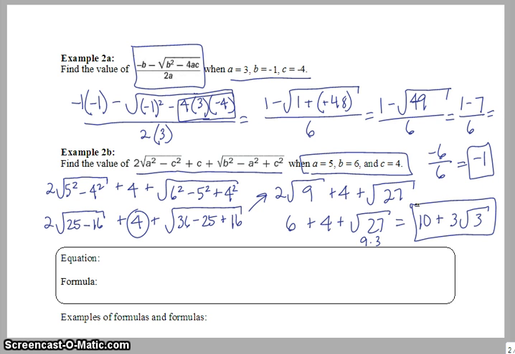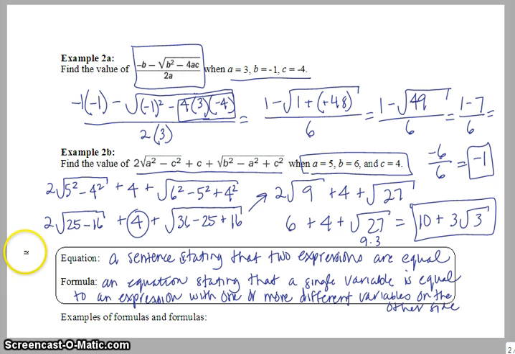Okay, next we're going to talk about equations and formulas. So what would the difference be between the two? Well, an equation is a sentence stating that two expressions are equal. And a formula is an equation stating that a single variable is equal to an expression with one or more different variables on the other side. Okay, I filled that in that box there, so make sure you write those two definitions down, an equation and a formula.